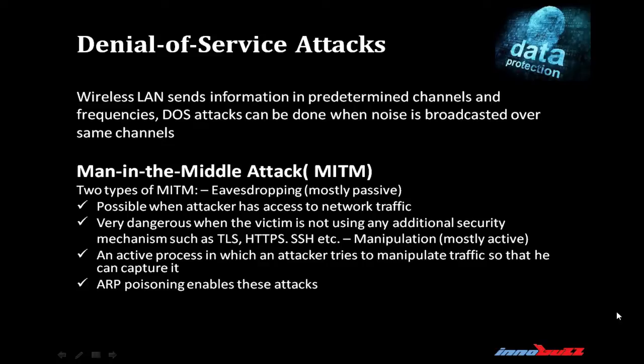You can also see man-in-the-middle attacks in a wireless system. There are two types of MITM attacks: eavesdropping and manipulation. Eavesdropping is mostly passive and possible when the attacker has access to the network traffic. It is very dangerous when the victim is not using any additional security mechanism such as TLS, HTTPS or SSH, etc. But in manipulation, which is mostly active, the MITM attacker tries to manipulate traffic so that the attacker can capture it. ARP poisoning is enabled in these attacks.